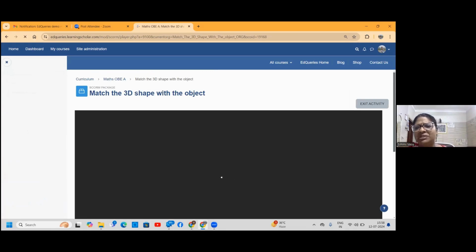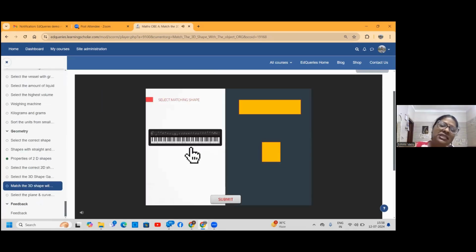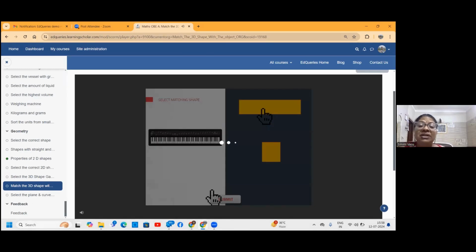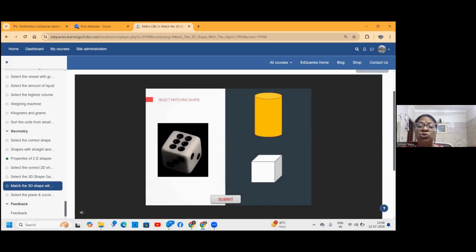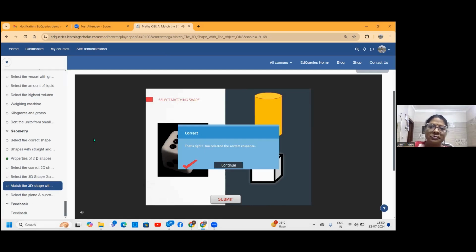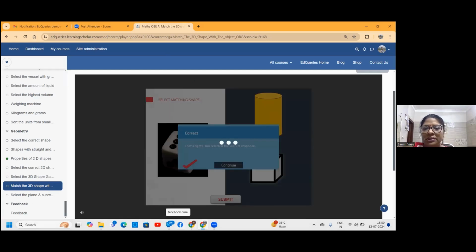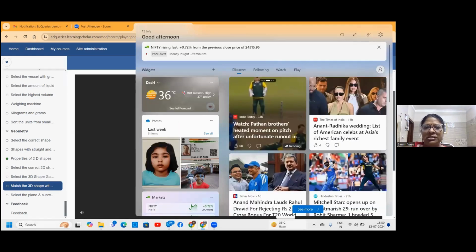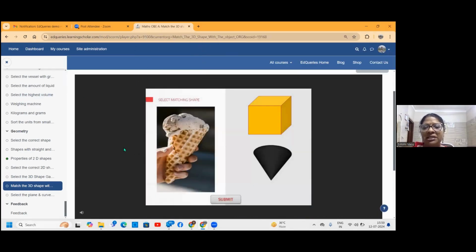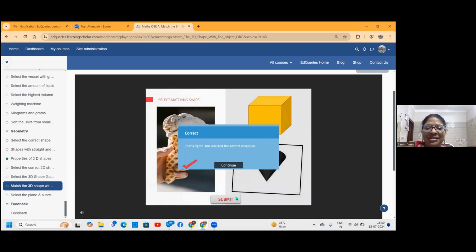Match the 3D shape with object. In this game, look at the object and select the matching shape. Then click submit. Basically, they learn shapes, but when do they generalize? When we ask them, okay, if you see a book, what shape is this? Excellent. So this helps. Whenever you're teaching concepts, it's important that the child is able to generalize them, put them in day-to-day use also. That's when the teaching is more successful.